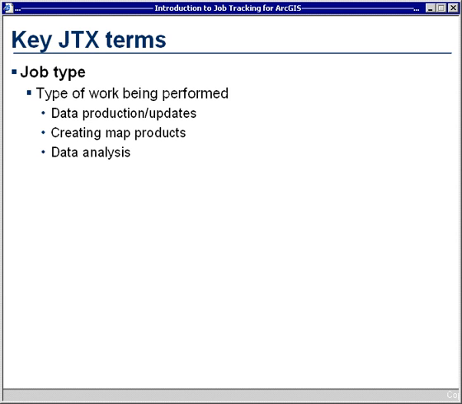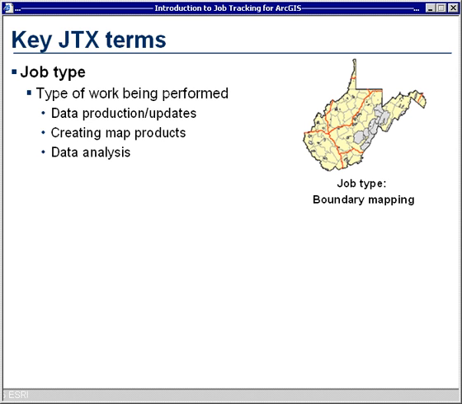As mentioned earlier, job types can be just about anything, such as data production and editing, creating cartographic products like a series of tax maps for county assessors' offices, or performing spatial data analyses. You can have multiple job types in your organization. To give a specific example of a job type, let's say that we are a natural resources GIS agency in West Virginia, and one of our duties is that we are responsible for mapping the location of wildlife conservation areas. We would create a job type called boundary mapping.